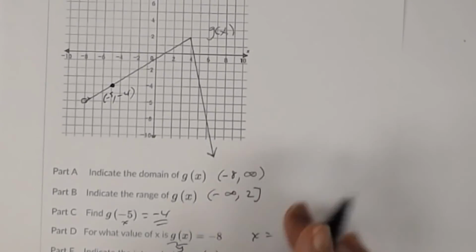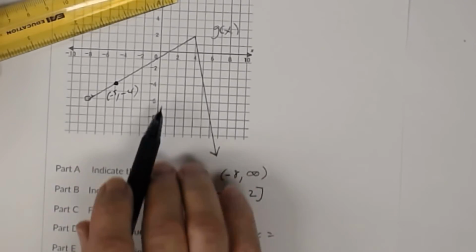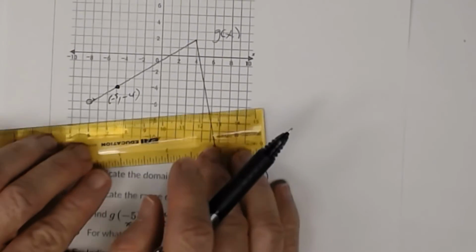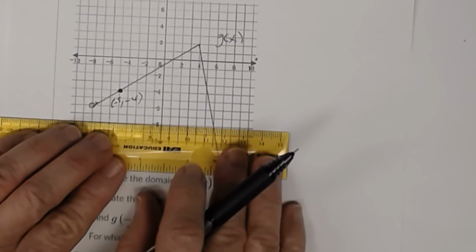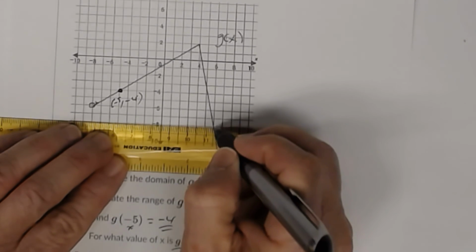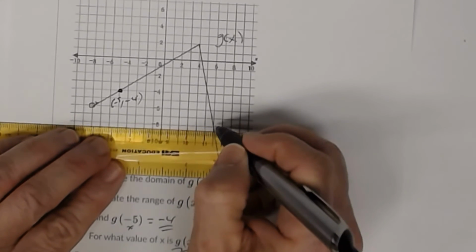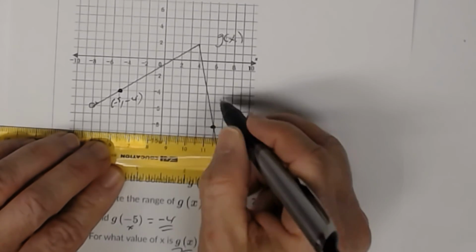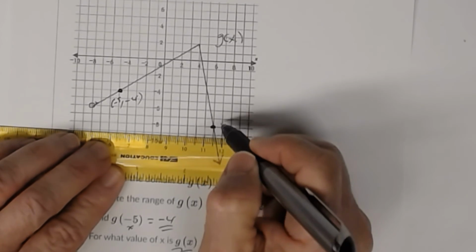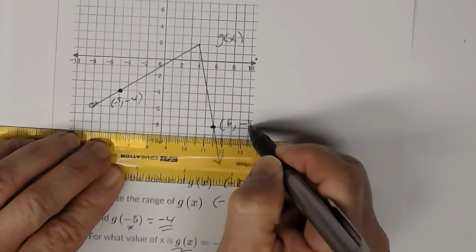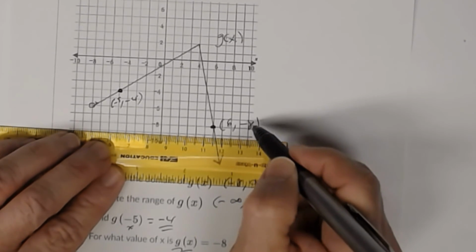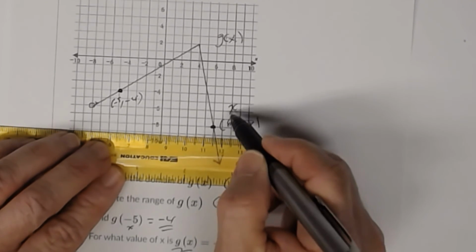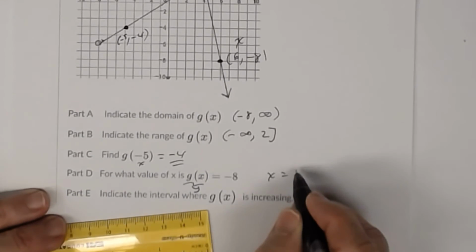When y is negative 8, so along the y-axis find negative 8. Well, negative 8's here, right? Here's where negative 8 is. So when y is negative 8, that's where my ruler touches the graph. So put a dot there and label that point. So that is 6 comma negative 8. So when y is negative 8, what's that x coordinate? Well, that x coordinate is 6.